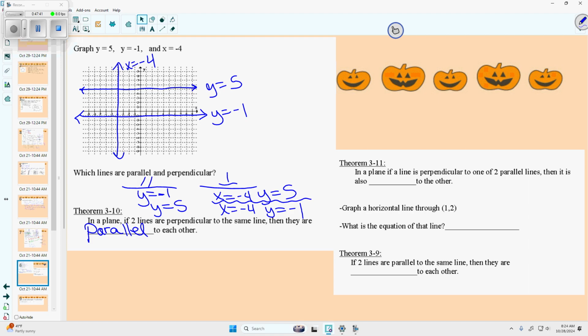All right, and it says in a plane, if a line is perpendicular to one of two parallel lines, then it's also what to the other one? If x equals -4 is perpendicular to y equals 5, what is it to y equals -1? Perpendicular. So sometimes just looking at the picture helps you figure that one out. All right, and then it says, graph a horizontal line through 1, 2. Go ahead and draw a horizontal line through it.